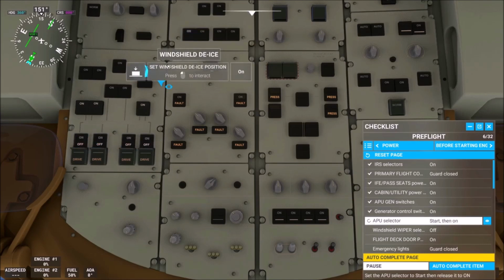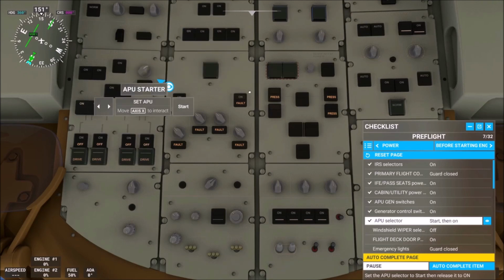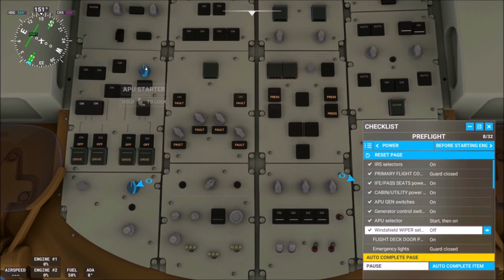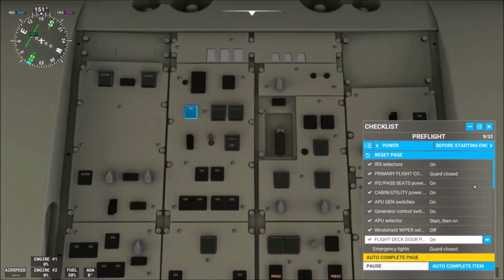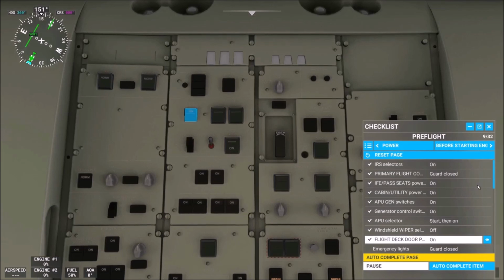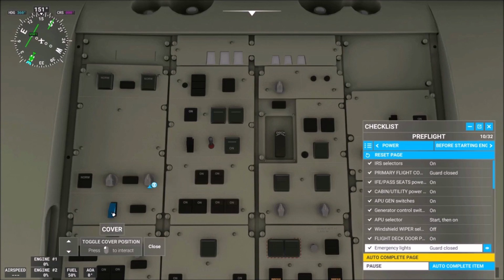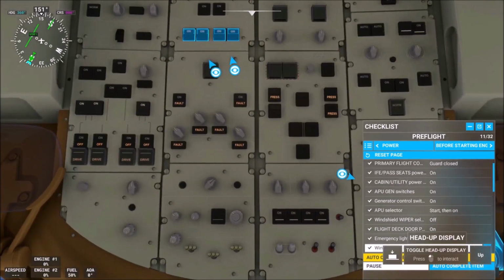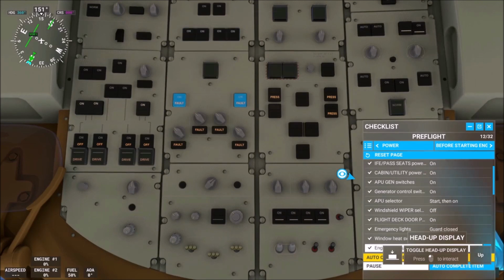APU selector, start then on. I did this already. Okay, let it be. Windshield wiper selectors, off. Okay. Flight deck door power switch, on. Emergency lights, guard closed. Don't confuse these two guards, they're different. Window heat switches, we turn them to on. Engine hydraulic pump switches, they were on by default.